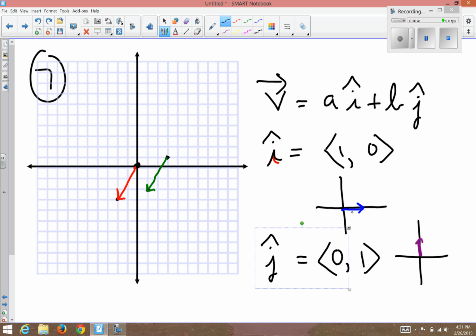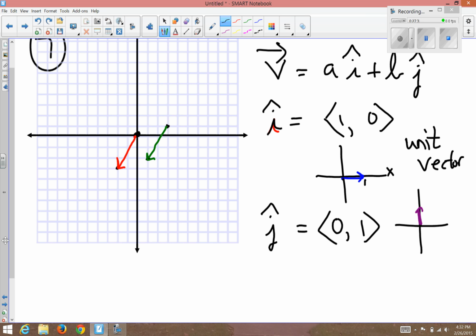So there's this vector that starts at 0, 0 and goes to 1, 0. It's right on the x-axis, and is the vector that's famously called I. It's the I vector. And this one is the J vector, the purple one. It goes from 0, 0 to the point 0, 1. It's right on the y-axis. Both of these have magnitude 1. When a vector has magnitude 1, it's called a unit vector. So the I vector and the J vector are both unit vectors because they have magnitude 1. And the I means it's on the x-axis, the J means it's on the y-axis.